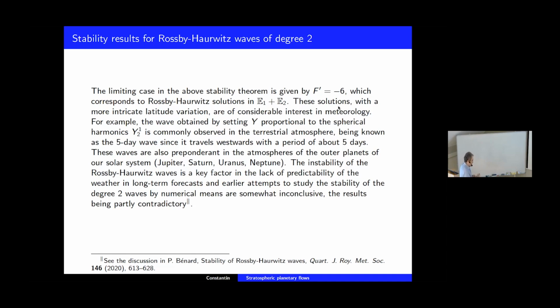And the numerical evidence here is unclear. Some claim that it's stable, some claim that it's unstable. As a mathematician, it is very frustrating to talk to people in geophysics, because the overall viewpoint is that all the theory is clear, we understand theoretically everything. It's just that what we need to do now is to work out the details.